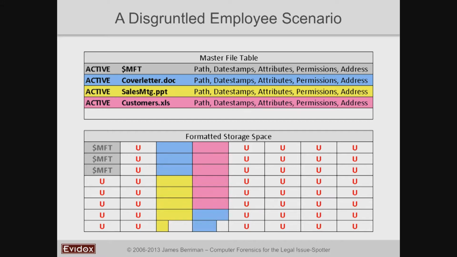Now, they work on their cover letter some more. And you see what happened there? They worked on it so much and added so many more characters that it filled up that last cluster. And since the next one was already taken by the sales meeting PowerPoint in yellow, it had to take the next available cluster, which is a bit further away. And that's what we call a fragmented file, right? Now the file is in two places. The file system is fine with that.